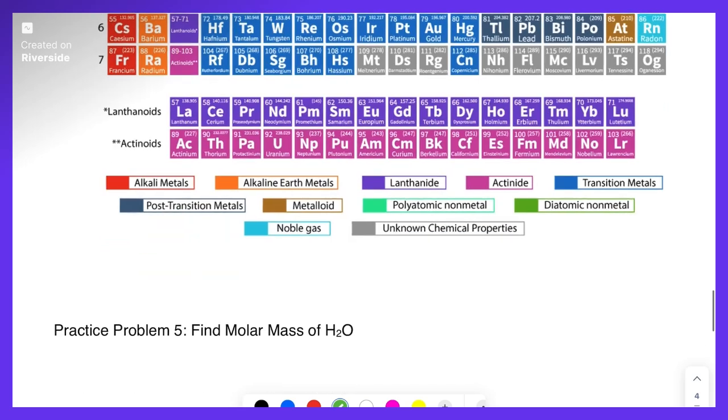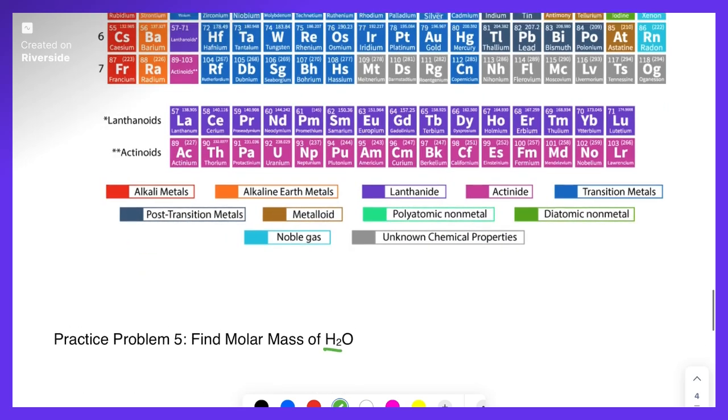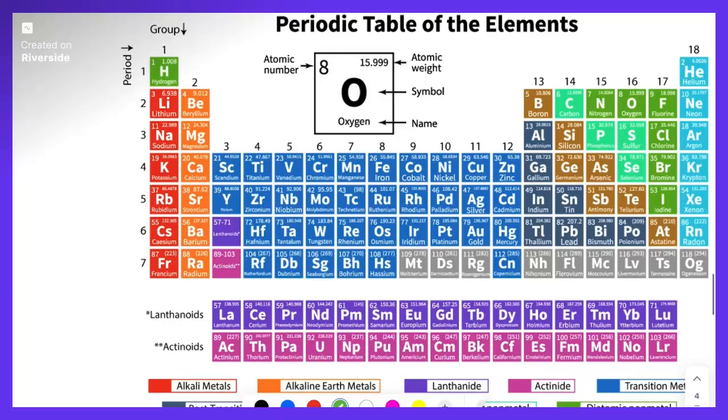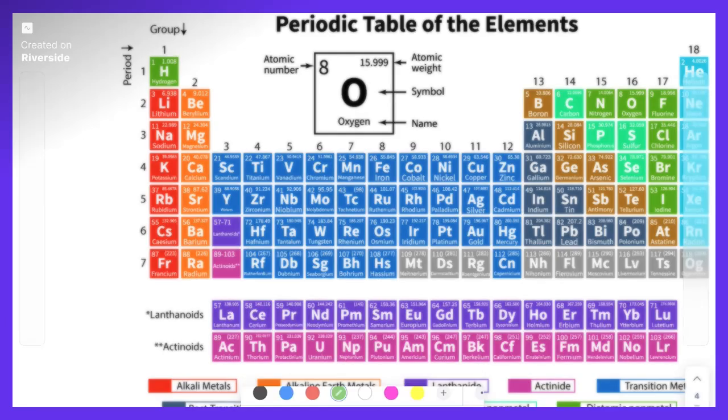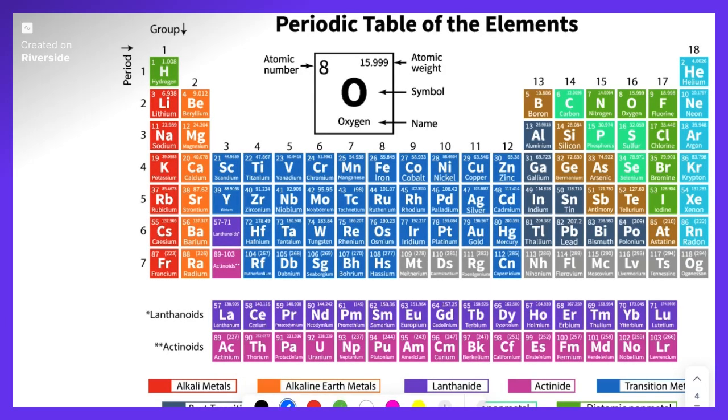So first, let's look at the hydrogen. We know that there are 2 hydrogens, so let's look at the periodic table and go to hydrogen. When we look at the periodic table, we know multiple things just by looking at the element. We know the name of the element, the symbol, the atomic weight, and the atomic number. The periodic table also tells us other things, but we'll get into that in future videos. For right now, what we want to look at is the atomic weight, the number on the top right. If we look at hydrogen, we can see that the atomic weight is 1.008.